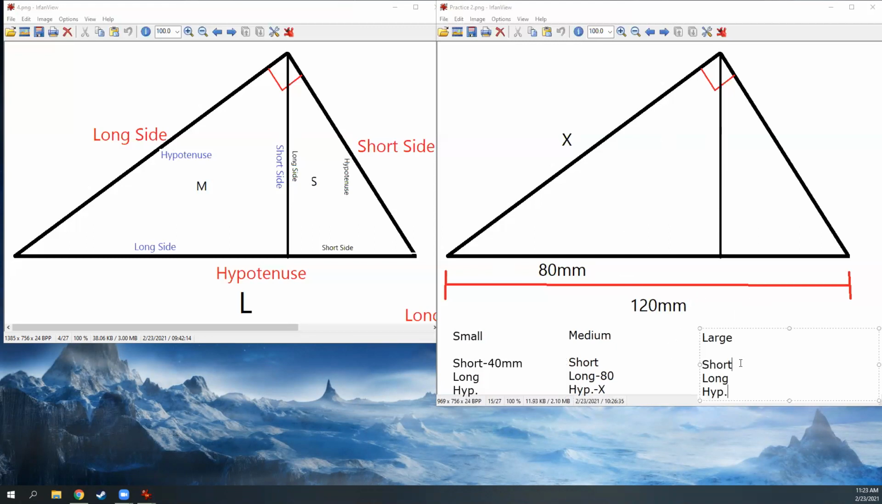Come over to the large triangle. You don't know its short side at all. You do know its hypotenuse. That was labeled, wasn't it? 120. We knew that from the beginning. There we go. And then the large triangle's long side is right here, and that happens to be X. Huh. There are two X's now, aren't there? That's going to be interesting. It's not going to change anything, but it's interesting.